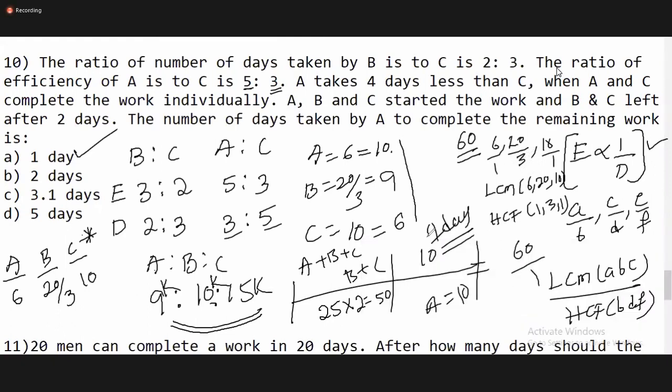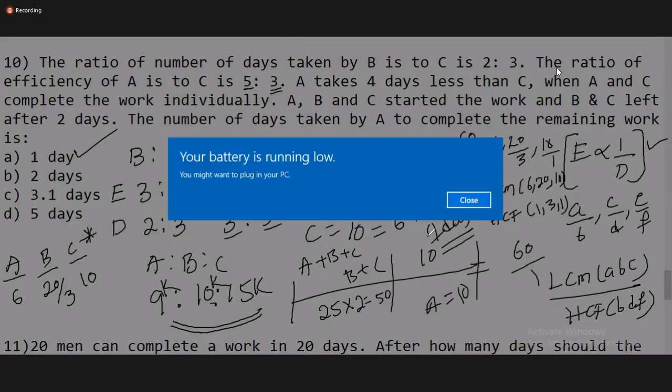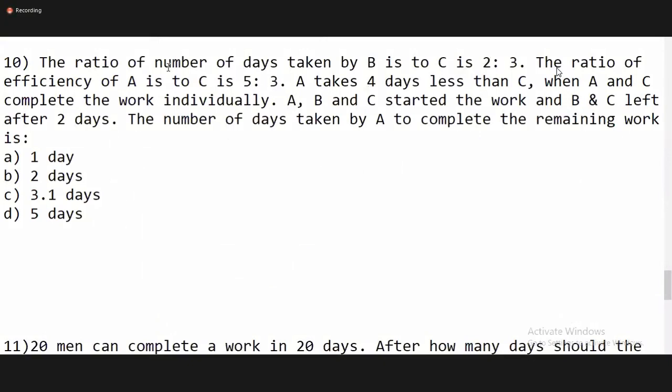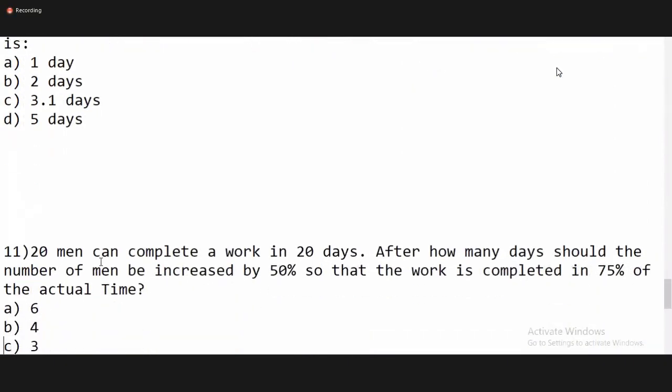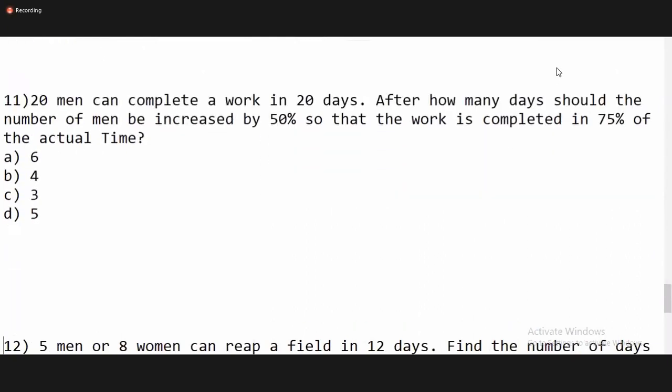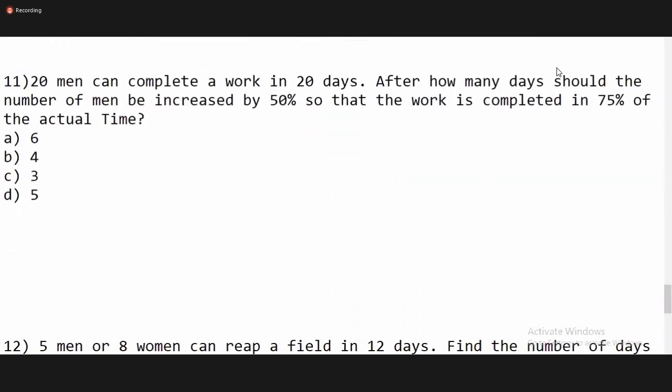Done with this, everybody, please kindly reply in the live chat. Say yes, yes, yes. We'll go to the next question. Once again, please go through this question, everyone. This is a nice one. I love this question because logic is most important.